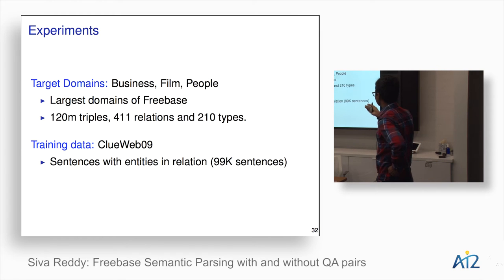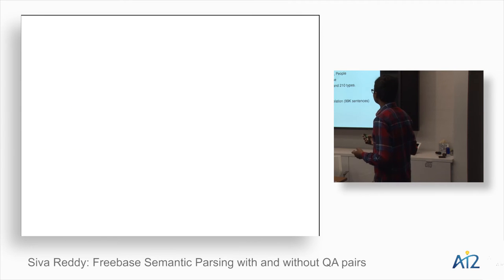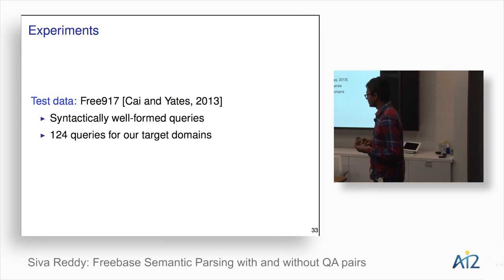So here I have 120 million triples, 411 relations, and 210 types. And my training data is ClueWeb09. I did a lot of filtering, just trying to pick good sentences I can learn from. And in the end, I got about 99K very good sentences. So you could actually see them, and these are quite useful, really. And for test data, I have 124 queries from Free917. These are curated by humans, seeing Freebase pages and other things. And I do not have any training data, like manual question answer pairs. All I have is ClueWeb.